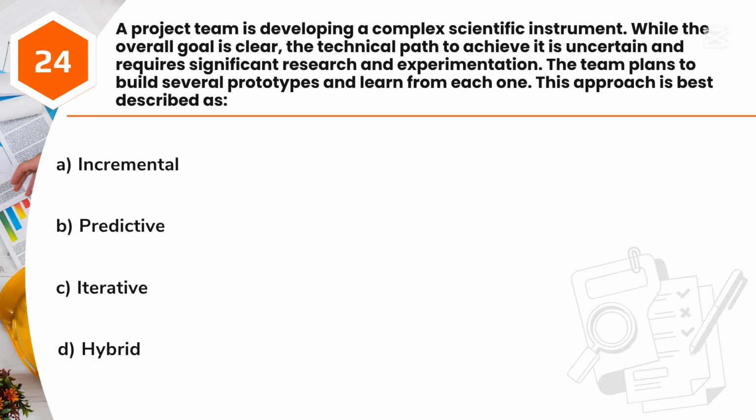Question 24. A project team is developing a complex scientific instrument. While the overall goal is clear, the technical path to achieve it is uncertain and requires significant research and experimentation. The team plans to build several prototypes and learn from each one. This approach is best described as A. Incremental, B. Predictive, C. Iterative, D. Hybrid.